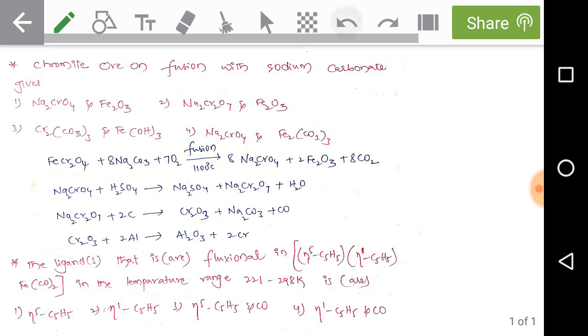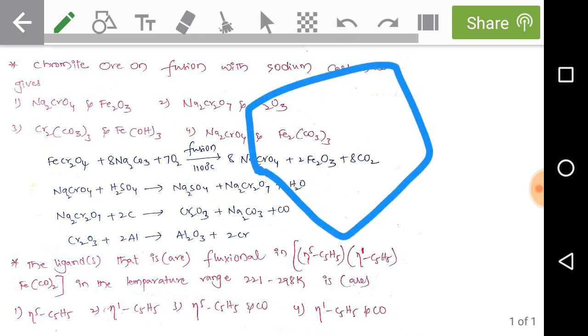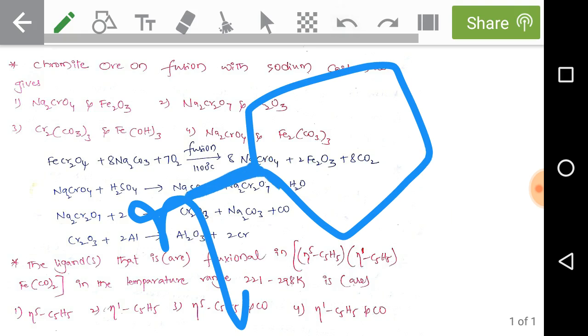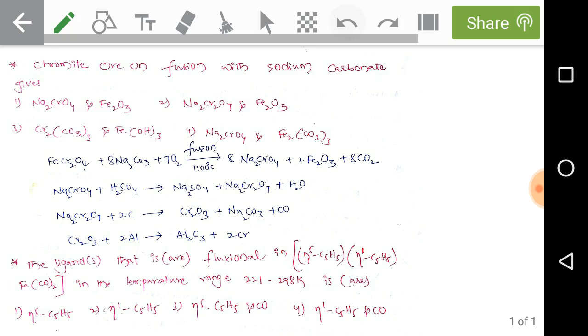But whenever the C5H5 is η1 or η3, then the carbons can exchange. That means the coordination of carbons of a cyclopentadienyl ligand can exchange rapidly, and we call that exchange of coordination to the central transition metal fluxional behavior. That's why here η1-C5H5 shows fluxional behavior. That's why option 2 is the correct answer.